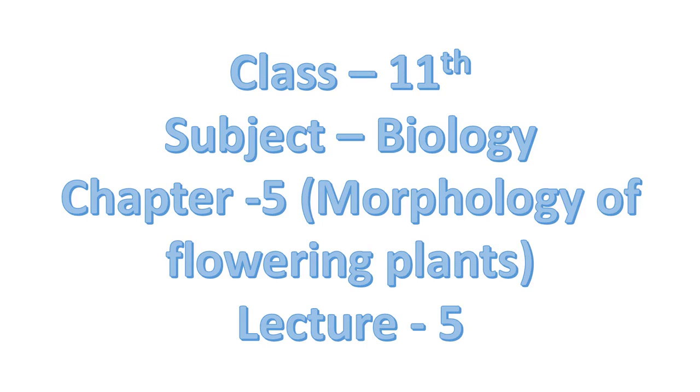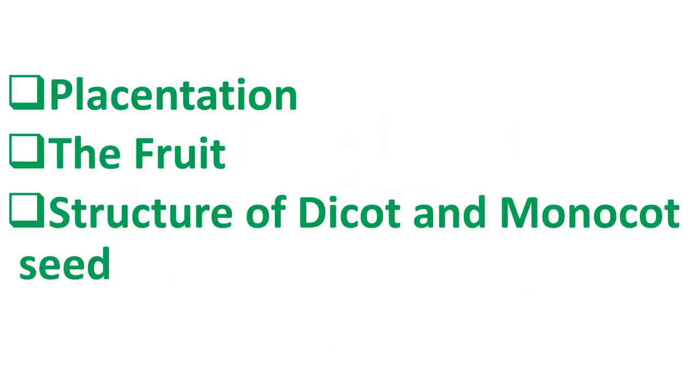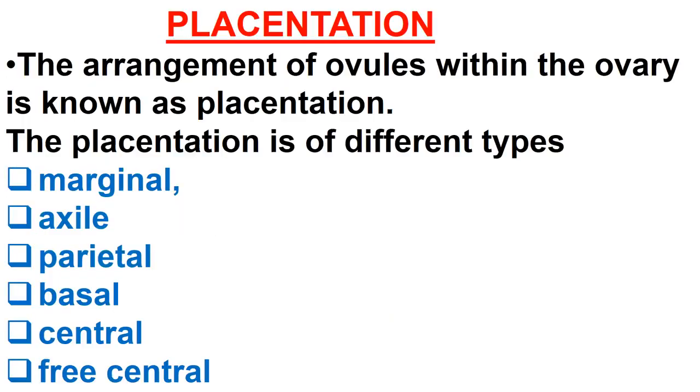This is 11th class biology, lecture 5 of chapter 5, Morphology of Flowering Plants. Topics to be discussed today are placentation, the fruit, and the structure of dicot and monocot seed. So let's start with placentation.